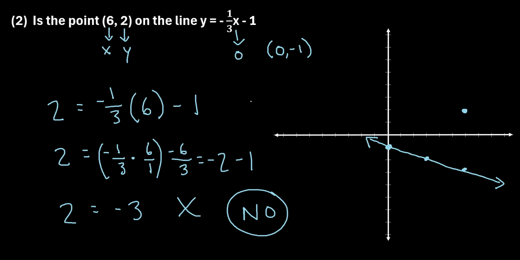So those were two different examples of how to determine if a point is on the line. Remember, you can use the algebraic approach like this, or you can use a graphical approach, or you can use both to double check your results.